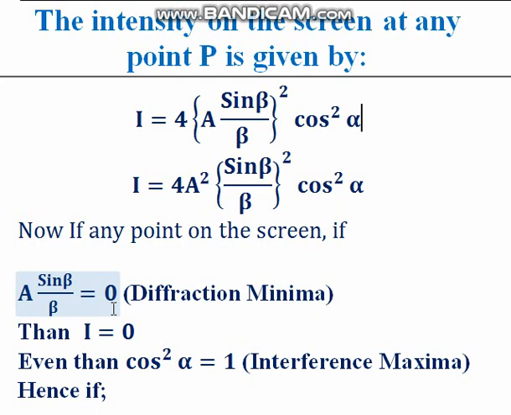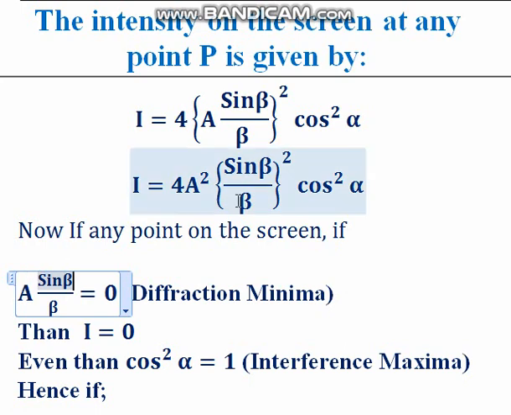How may this condition be satisfied? Because of the beta value. What is beta? Beta is π a sin θ over λ. That means at a particular angle, because beta is equivalent to theta, at a particular point on the screen, if there is a diffraction minima, what will happen? This term will equal 0, because this is the amplitude term. If we square this term, then this is the intensity.